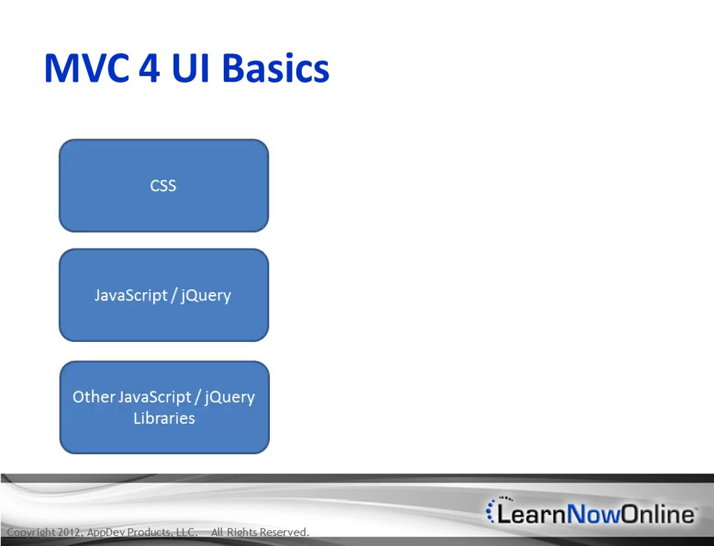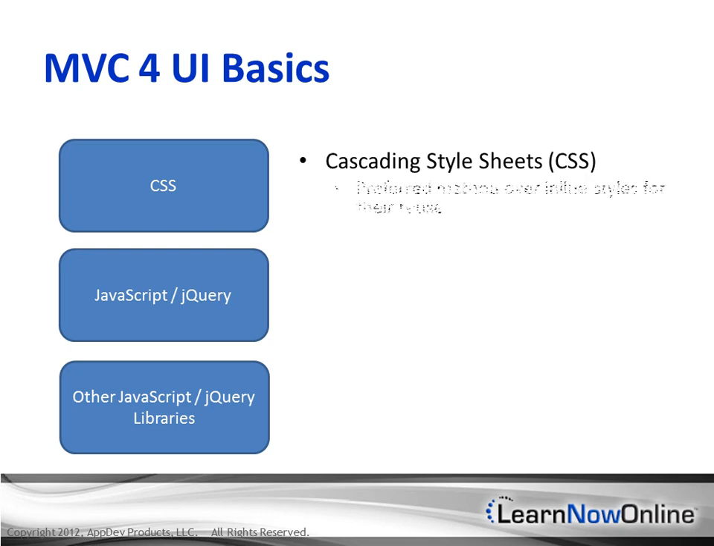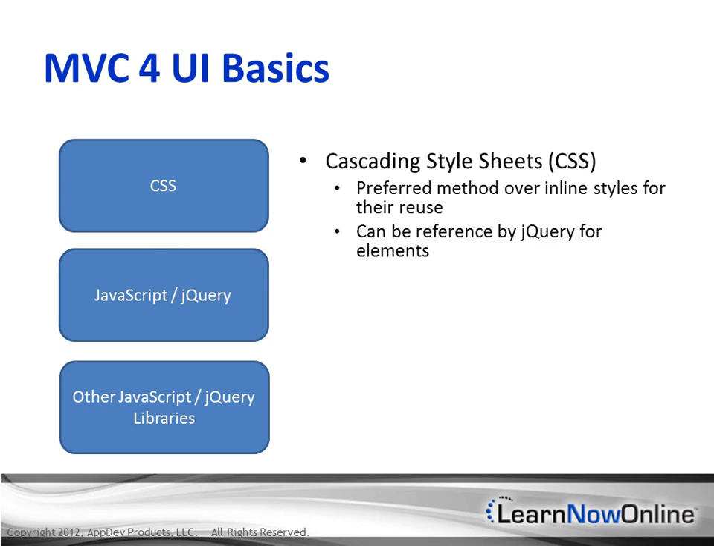Here we have some of the MVC4 basics. You have your CSS, your JavaScript and jQuery libraries, and then you have additional JavaScript or jQuery libraries like Knockout, Modernizer, and so forth. The cascading style sheets is a preferred method over inline styles for their reuse. This is also helpful because you're not doing one-off styling for elements within code, but you can have consistency throughout your web application. Also, jQuery can reference these for any of the elements to provide click functionality or any other kind of functionality that you're trying to identify an element with.